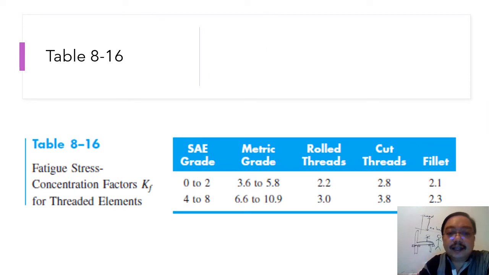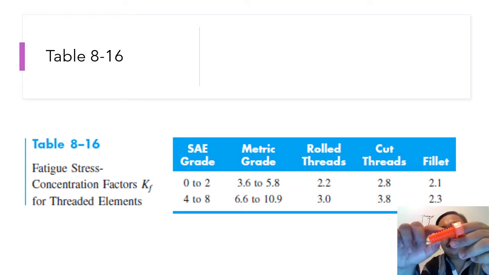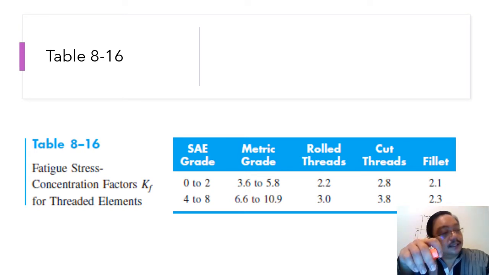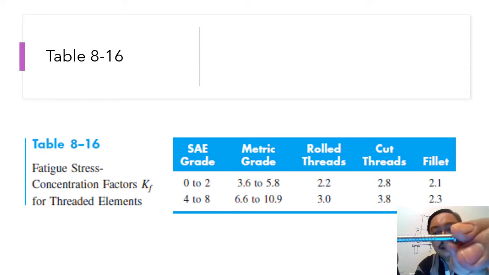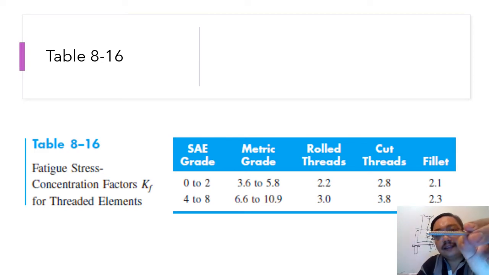Okay, this is Table 8-16. Fatigue stress concentration factor for the thread element that we have learned before. This is the thread element. For this part, this is not the threaded element because it is the grip. Remember, I always tell the difference between the grip as an engineering term and the grip in layman's terms. This is the threaded part.